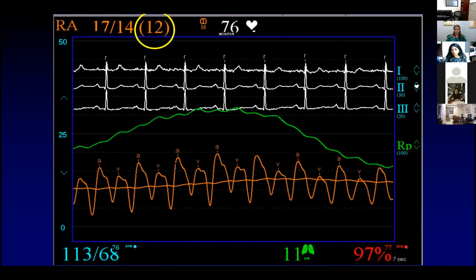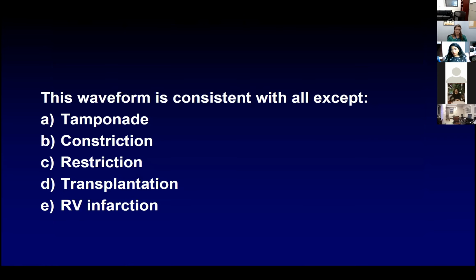Can anyone highlight the abnormality over here? The green represents a respirometer, so it's telling you that the patient is inspiring and breathing out. Does anyone want to take a guess? What you're seeing over here is that there's no change with inspiration in your RA pressure, right? We just talked about that normally you should see a decrease in your RA pressure with inspiration, and here you're not seeing that. So this kind of physiology you would get in all conditions except.